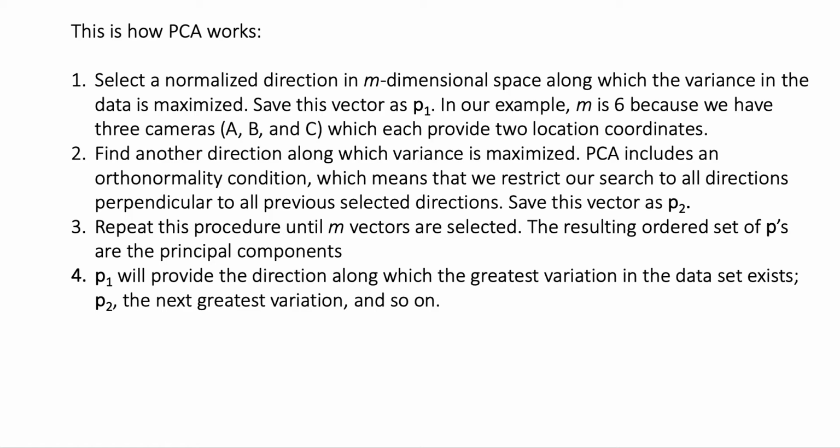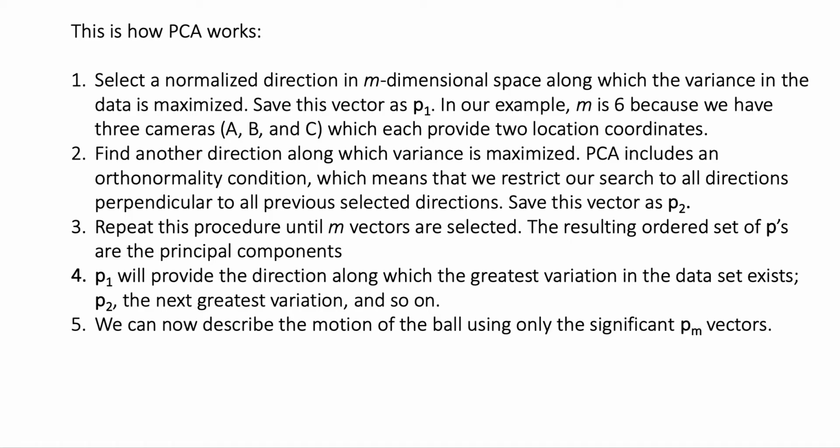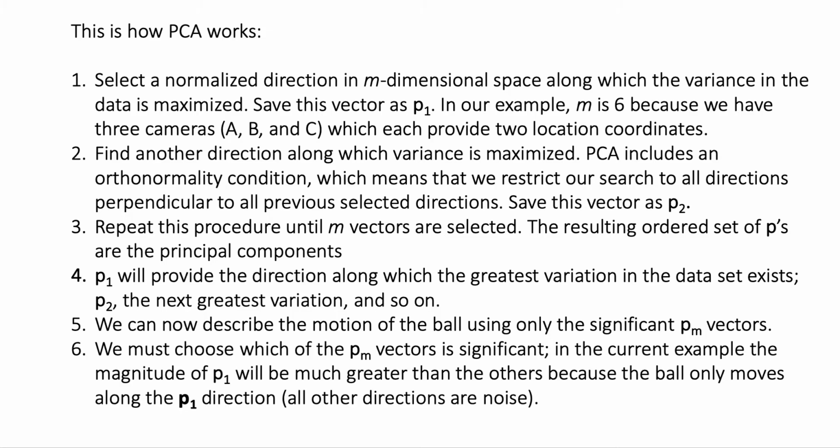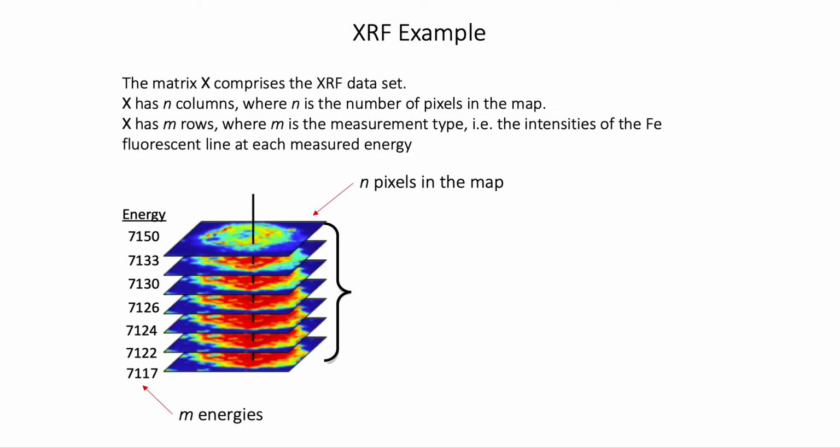P1 will provide the direction along which the greatest variation in the dataset exists, P2 the next greatest variation, and so on. We can now describe the motion of the ball using only the significant P vectors. We must choose which of the P vectors is significant. In the current example, the magnitude of P1 will be much greater than the others because the ball only moves along the P1 direction. All other directions are noise.